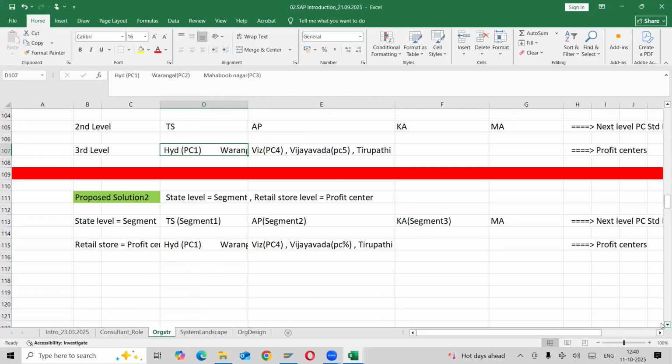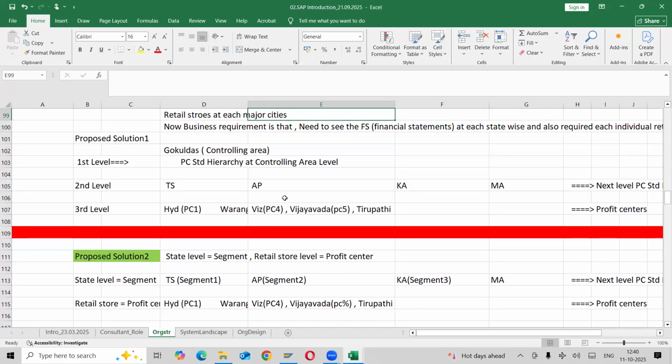Now you can see the proposed solution, two solutions. At state level, we can create a segment. At retail store level, we can create a profit center. So two things, as you asked just now. How can we propose? We have multiple options in SAP, right? At state level, you can create a profit center group, and under that, you can create a profit center. This is the first option.